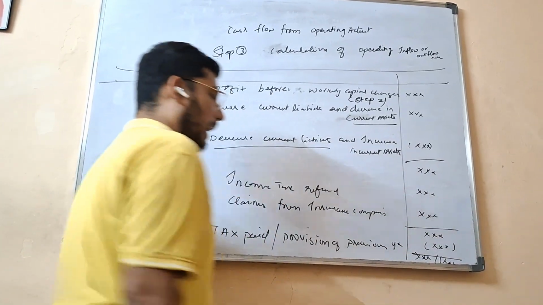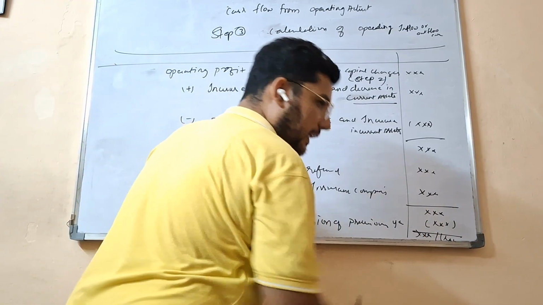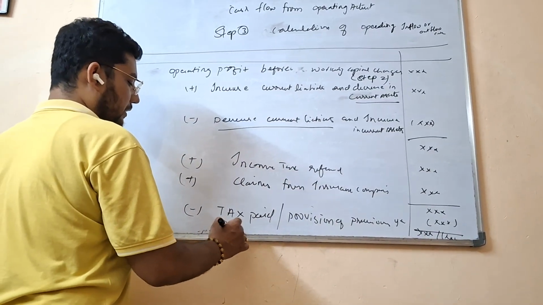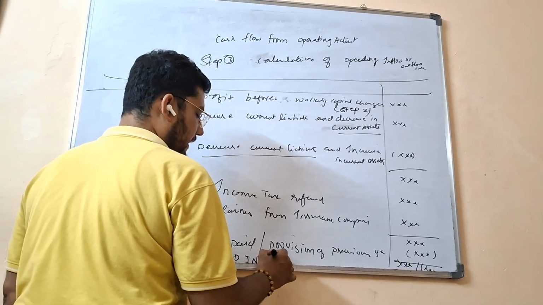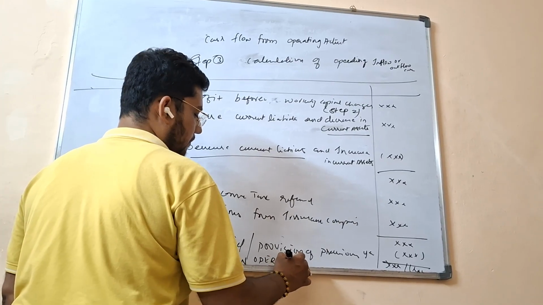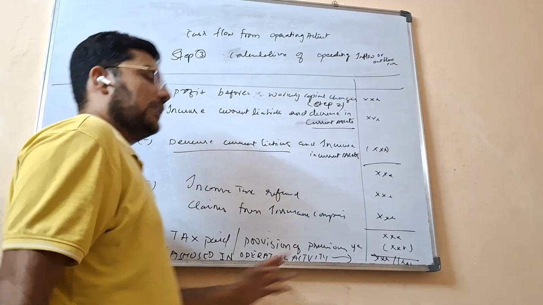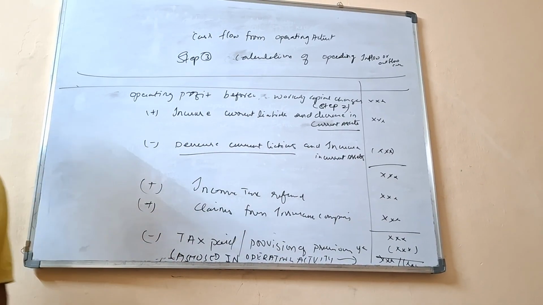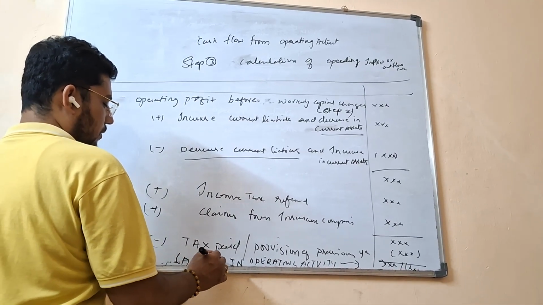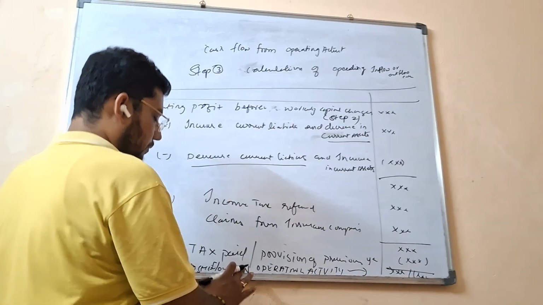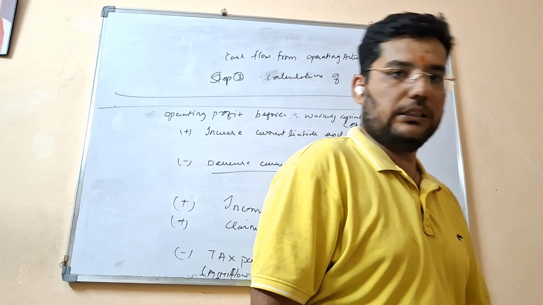If after subtracting your tax paid or provision for tax you get a negative balance, that is called cash used in operating activity. And when I talk about a positive figure after deducting, it is cash flow from operating activity. Is it clear?